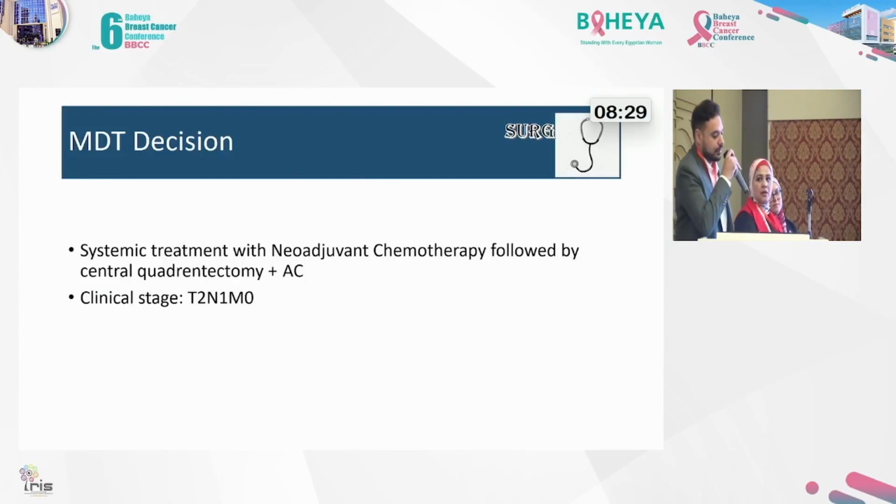Further data about this patient are missing because she lost follow-up in our Bahia hospital and was treated in another hospital, so we don't have data about the pathology afterward.